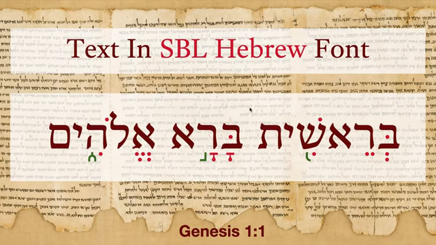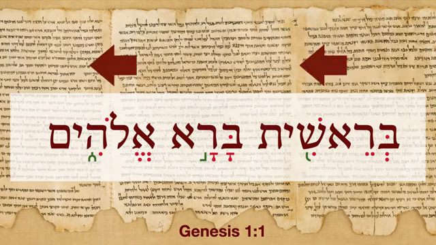Same font is also used in the Blue Letter Bible, which I'm going to show you shortly. Just remember, the Hebrew text is read from the right to the left, in the direction of the sunrise to the sunset, from east to west.